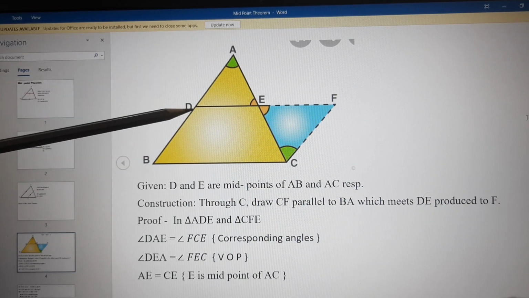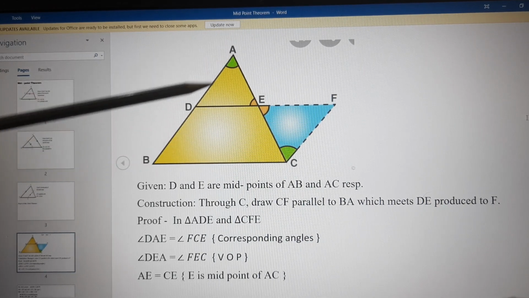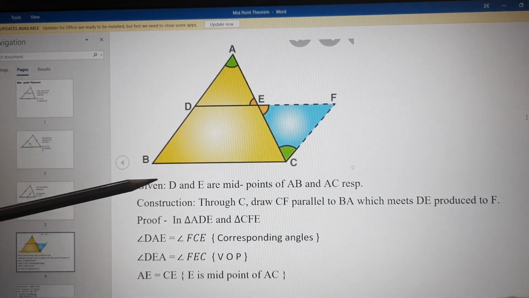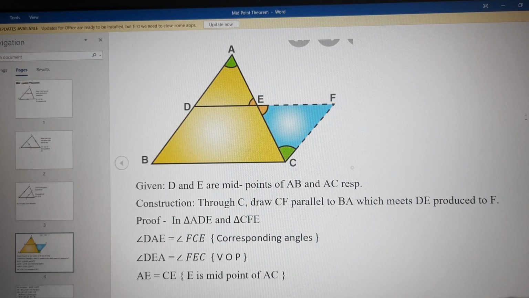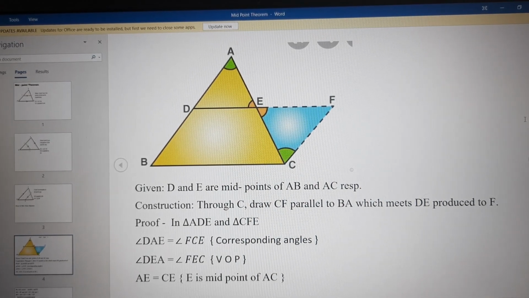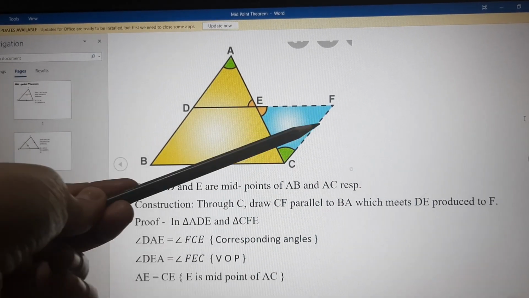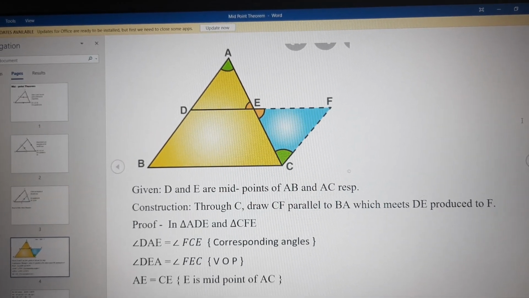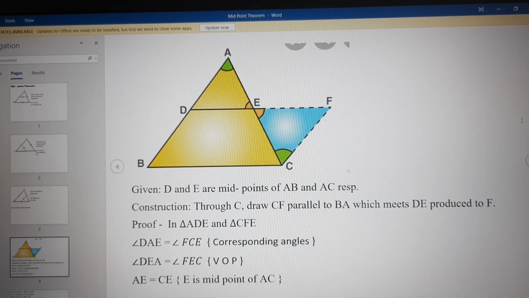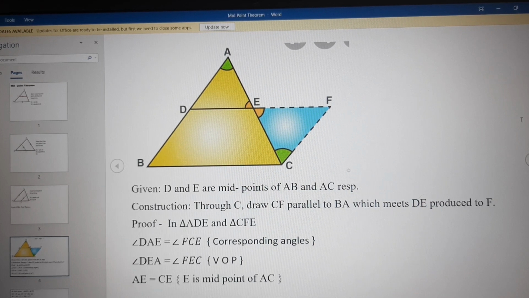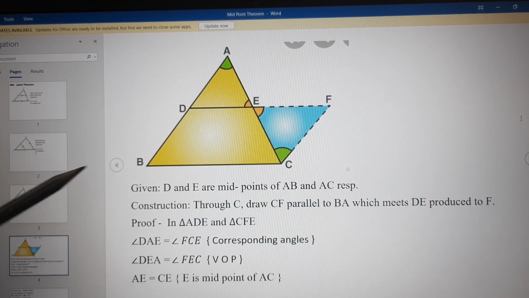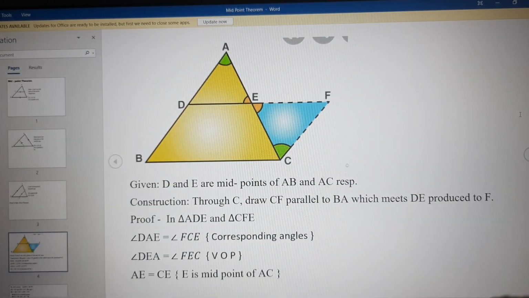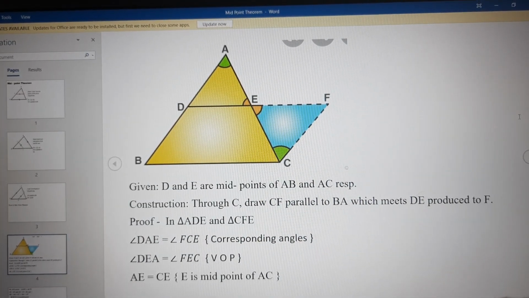So AD and BD are equal. AD and CF are equal. It means BD and CF will be equal to each other. And they were parallel also by construction. So BCFD becomes a parallelogram. And if it is a parallelogram, BC is equal to DF, opposite sides of parallelogram.